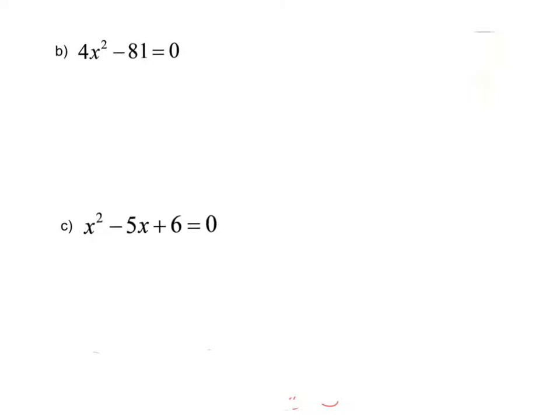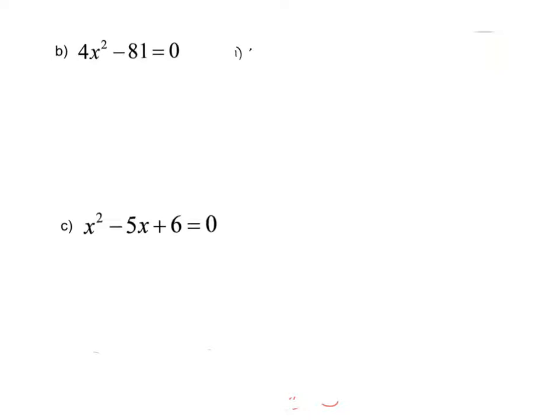Let's now try these two examples. Part B, 4x squared minus 81 equals 0. First, let's check that it's in standard quadratic form. So we have our x squared term. There is no x term, but that's okay. And we have a constant term and set equal to 0. So ready to go. We'll start off by going through our factorising checklist.